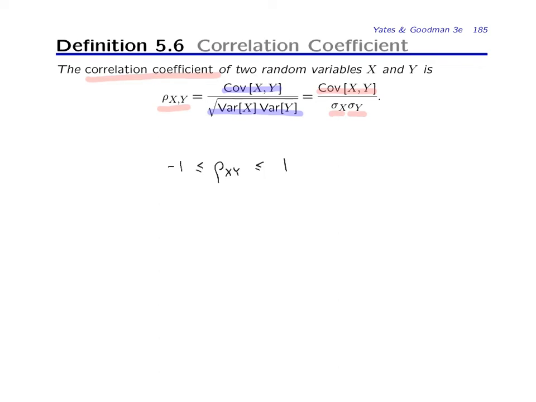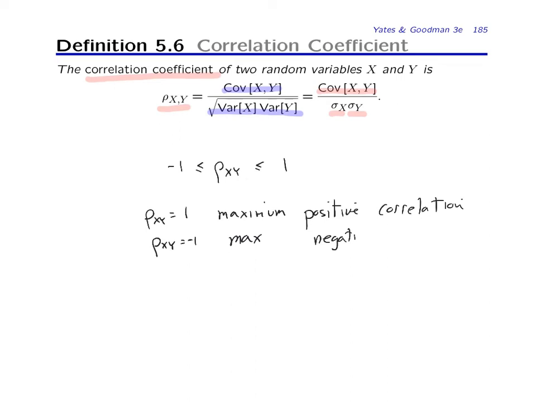And so in normalized terms, rho xy equals 1 is the maximum positive correlation. And rho xy equal to minus 1 is the maximum negative correlation. It's as opposed as two random variables can be.